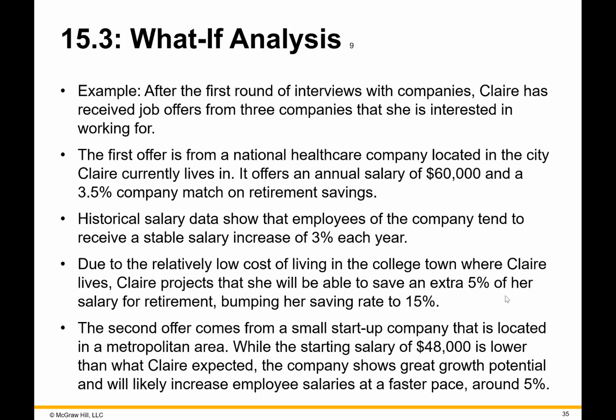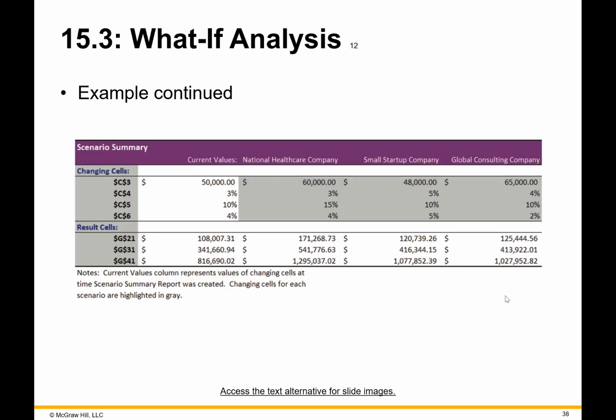Faced with these choices, Claire wants to understand how accepting these job offers would impact her retirement savings after 10, 20, and 30 years. And we will use Scenario Manager to help Claire evaluate these scenarios. And here are the results of the Scenario Manager, which I'm going to show how to get to in a separate video. The report lists the input values for the 3 scenarios as well as the balances after 10, 20, and 30 years in the resulting cells. G21 refers to 10 years, G31 20 years, and G41 is 30 years. And they are under each scenario.